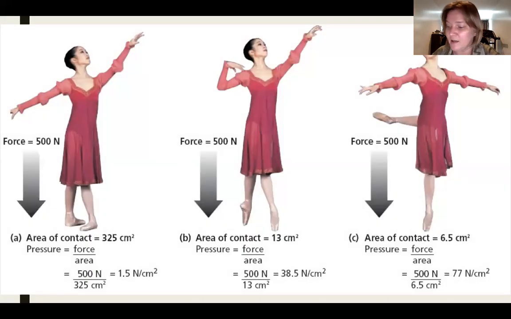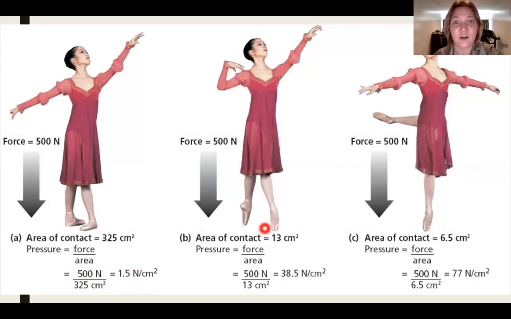So the ballerina is a good example of how surface area is related to pressure. When the ballerina is on both flat feet, the force is 500 newtons, because that's based on her mass and the force of gravity. The area of contact is 325 square centimeters. So 500 over 325 is 1.5 newtons per centimeter squared. That is the pressure that is exerted on her feet.